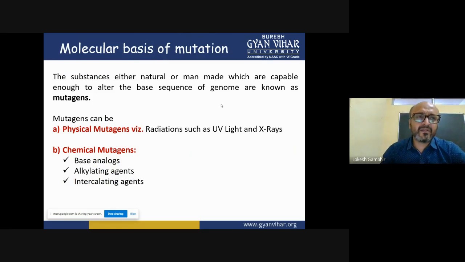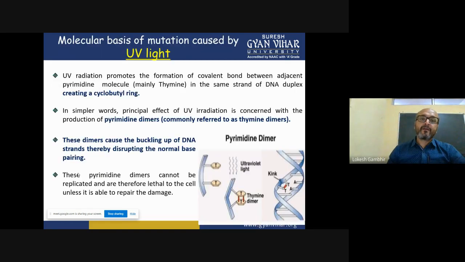I have just discussed a few classical examples, and now, when we talk about how these mutagens actually cause mutation, let us discuss one by one. First of all, let's talk about UV light or UV damage. A simple question for the people who regularly come into the lab: why do you switch on the UV before working in a laminar flow hood or any kind of biosafety cabinet?